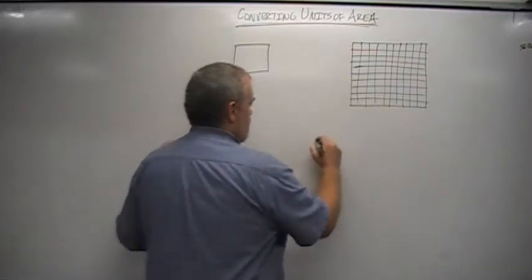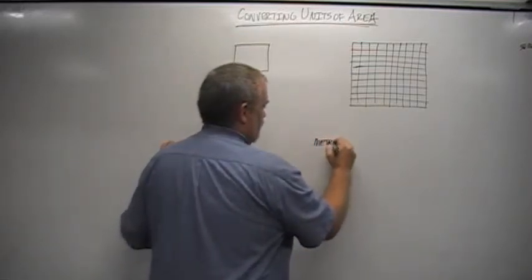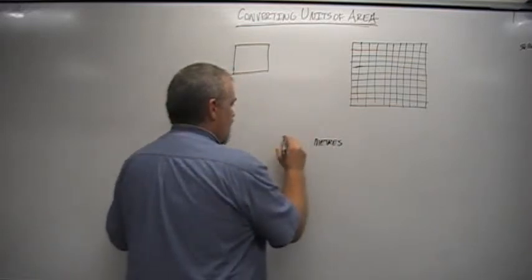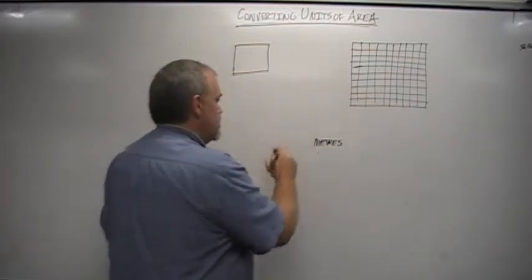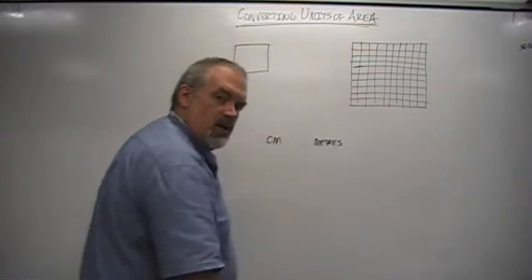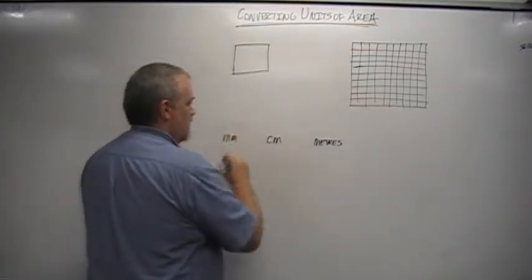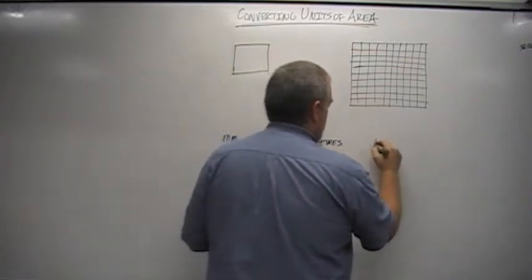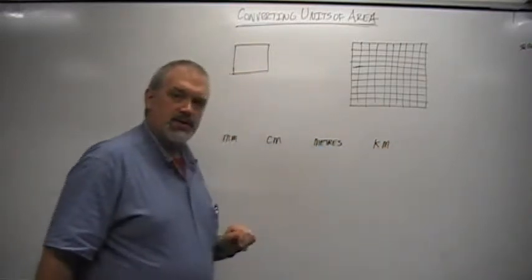We start with meters, for example. If we go a little bit smaller than meters, we talk about centimeters. If we go a little smaller than that, we talk about millimeters. If we talk about bigger than that, we typically talk about kilometers.